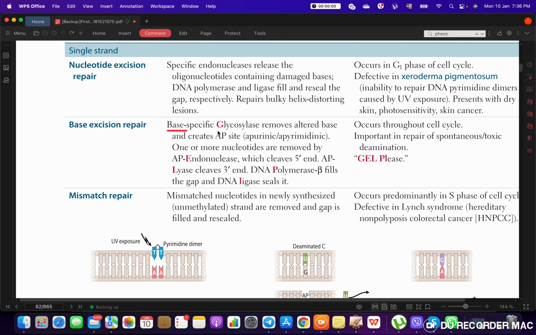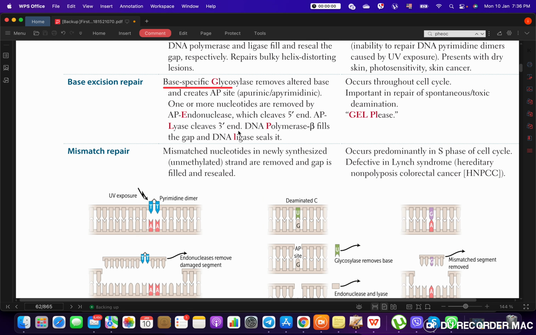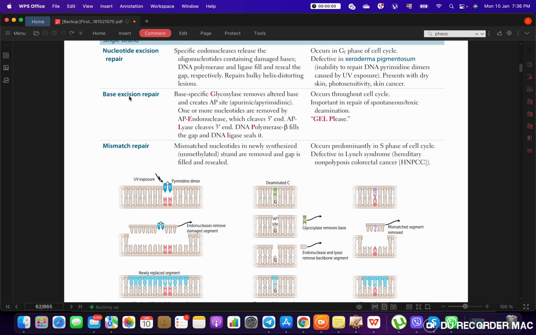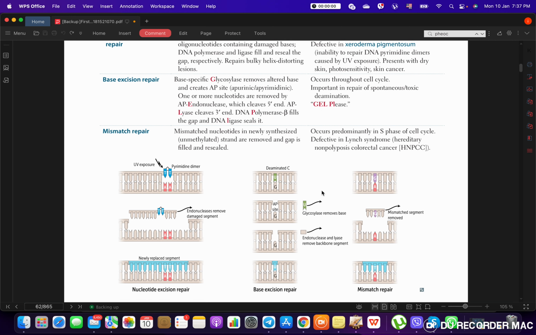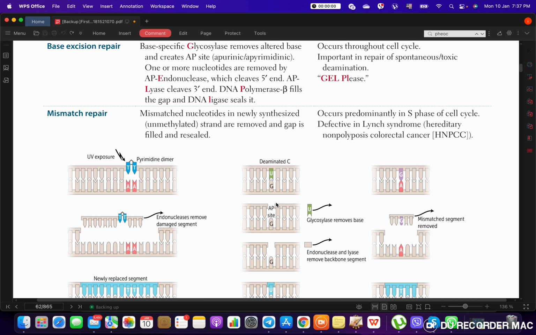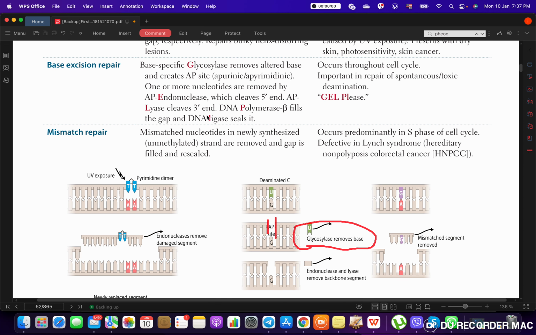So the first thing to do about this process, you want to take one base out. How can I take one base out? Well, the first thing to do, you need to use a glycosylase, okay? To remove the altered base, and it creates an AP site. Now let's see what we have. We have used a glycosylase and we have removed only one nucleotide, the problematic one. Yes? Okay, done. What's next?